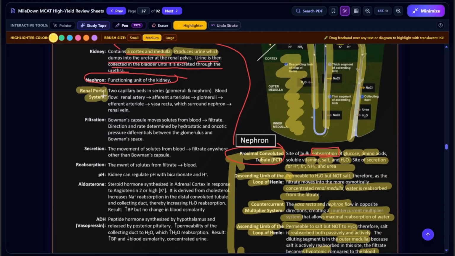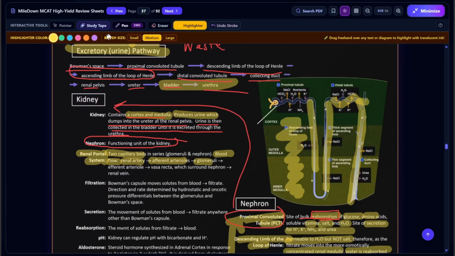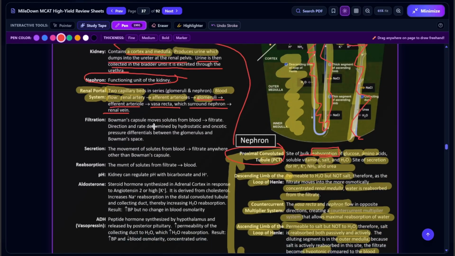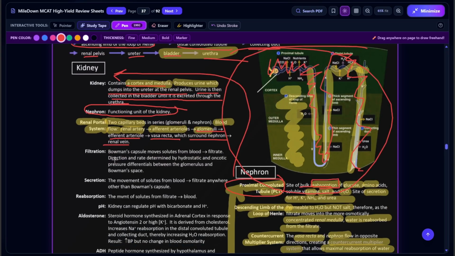Your renal portal system is two capillary beds in series. So we're talking about blood, right? So the blood flow goes from your renal artery to afferent arterioles to glomeruli. So basically it's describing this renal portal system, which is a bunch of veins and stuff happening around this nephron, right? So glomeruli, efferent, vasa recta, which surround the nephron, and renal vein, right? So you have veins near your kidneys, right?